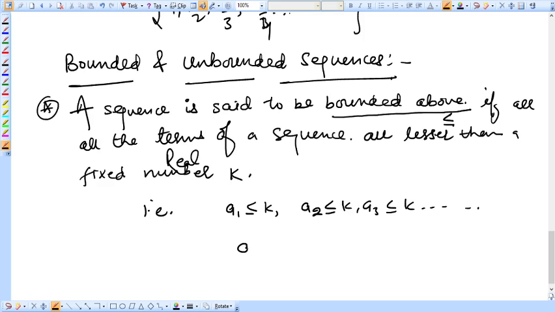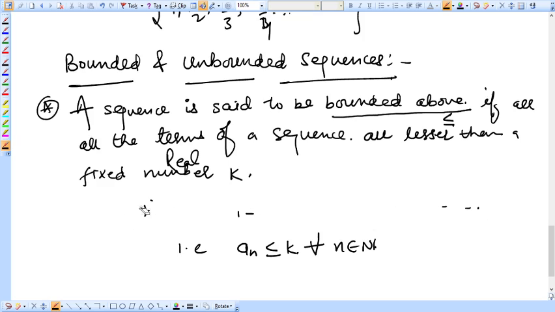Or we used to write this in this way: an is less than or equal to k for all n belonging to natural numbers. In one go we are going to write it this way. If all the terms of a sequence are less than or equal to k for all natural numbers, then we call this sequence bounded above.